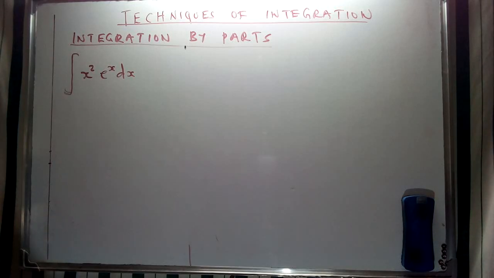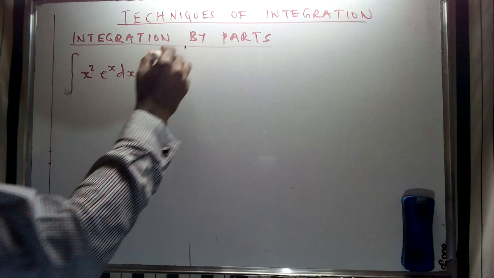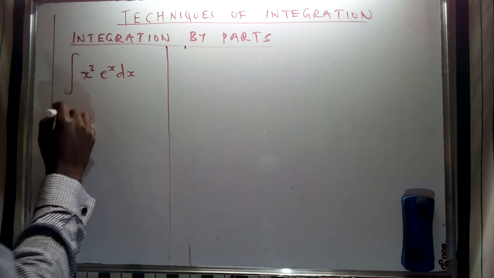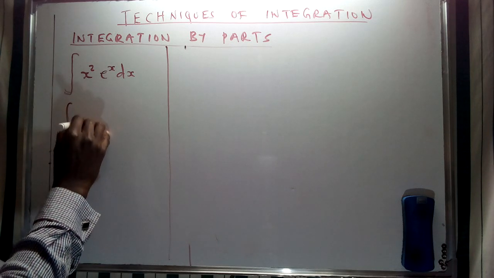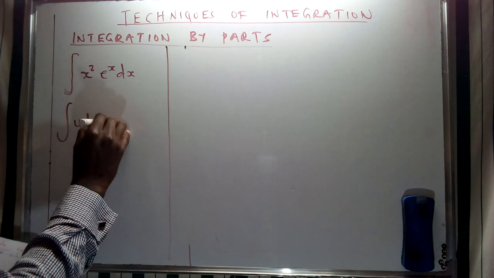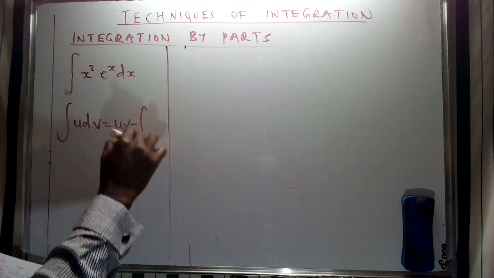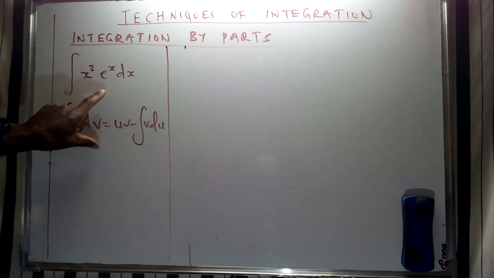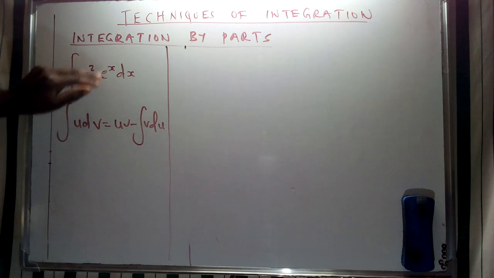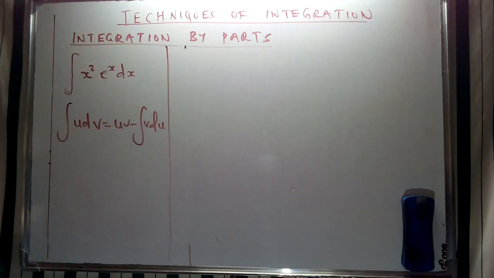Hi guys, in our first video we looked at the simpler form of applying this concept of integration by parts, and we mentioned that you can apply a formula: the integral of u dv is equivalent to uv minus the integral of v du, which is applicable for integrals that use this specific technique of integration by parts.